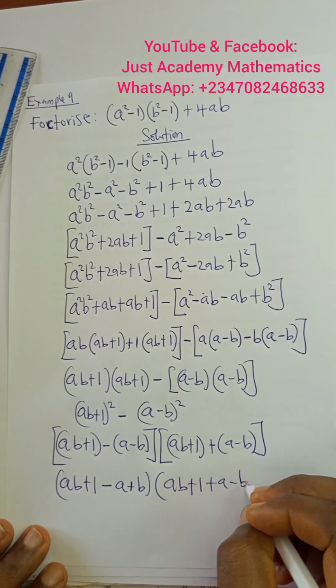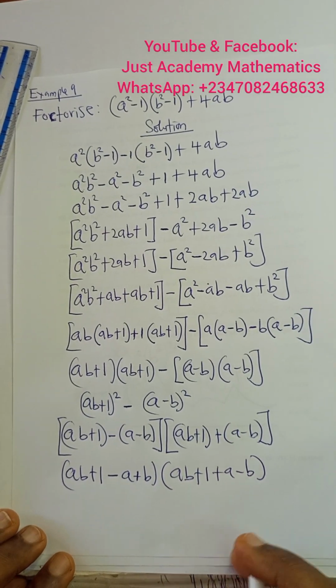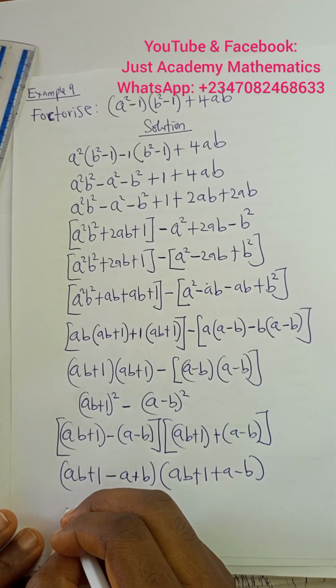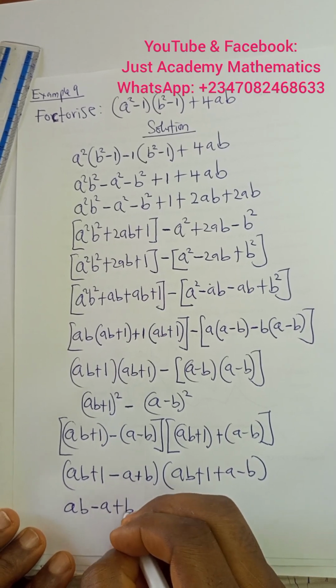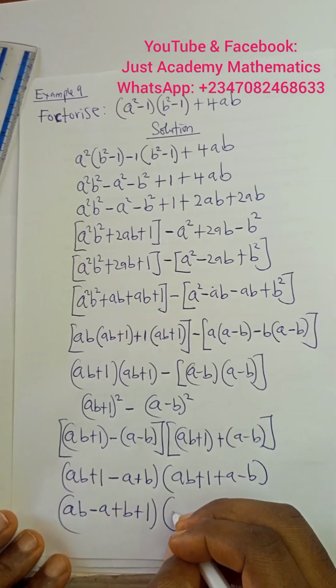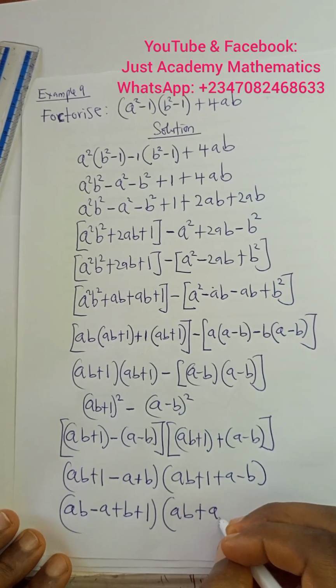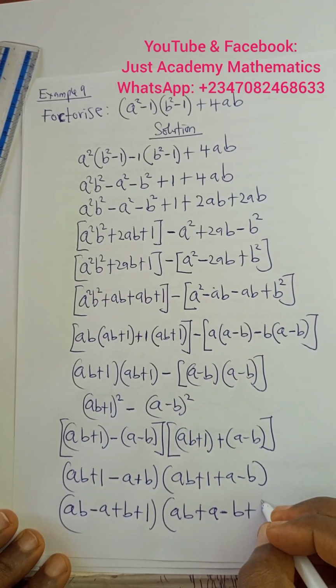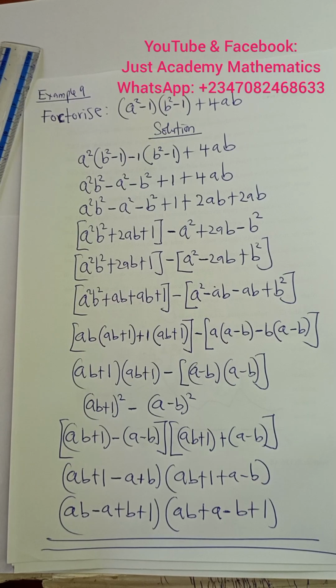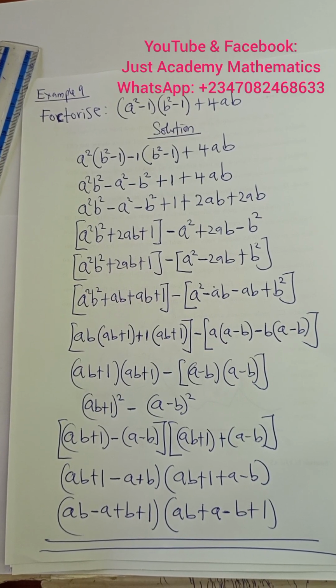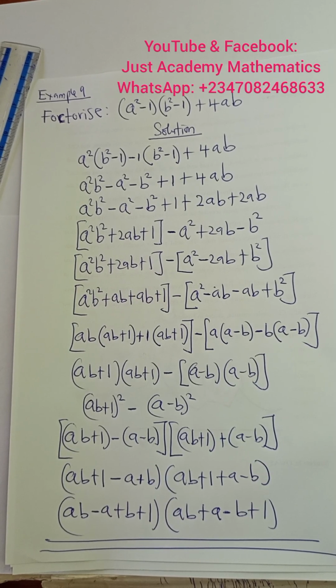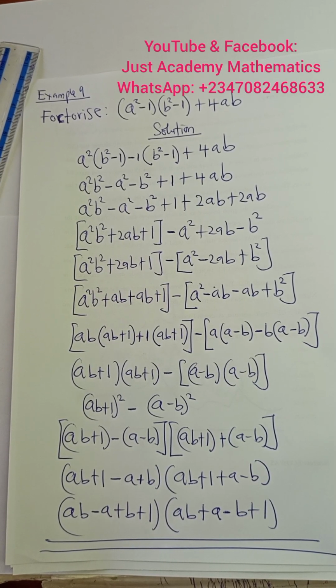Plus a minus b. So finally, we can arrange it as ab minus a plus b plus 1, then ab plus a minus b plus 1. This is the answer. Interesting, is it not? So you watch it over and over again to understand. That is example 9. So there is no one way. You can't say that this is how it must be done. No, it depends on the question.